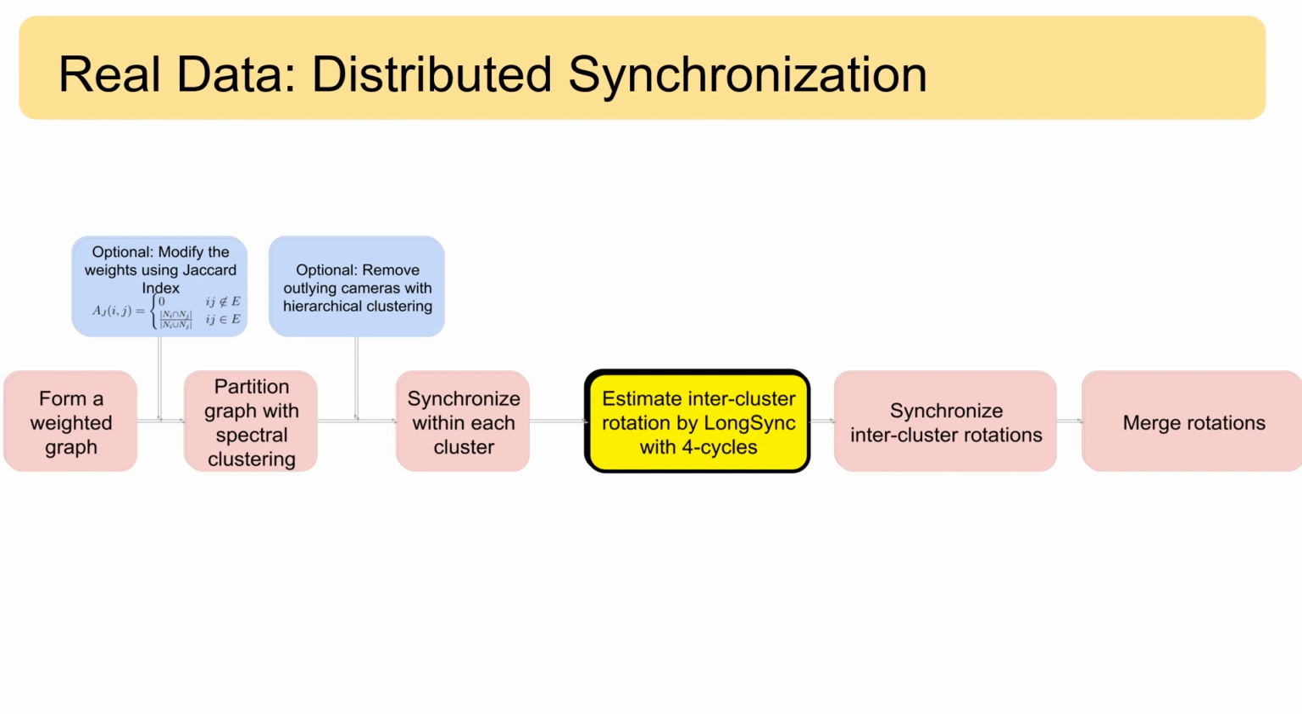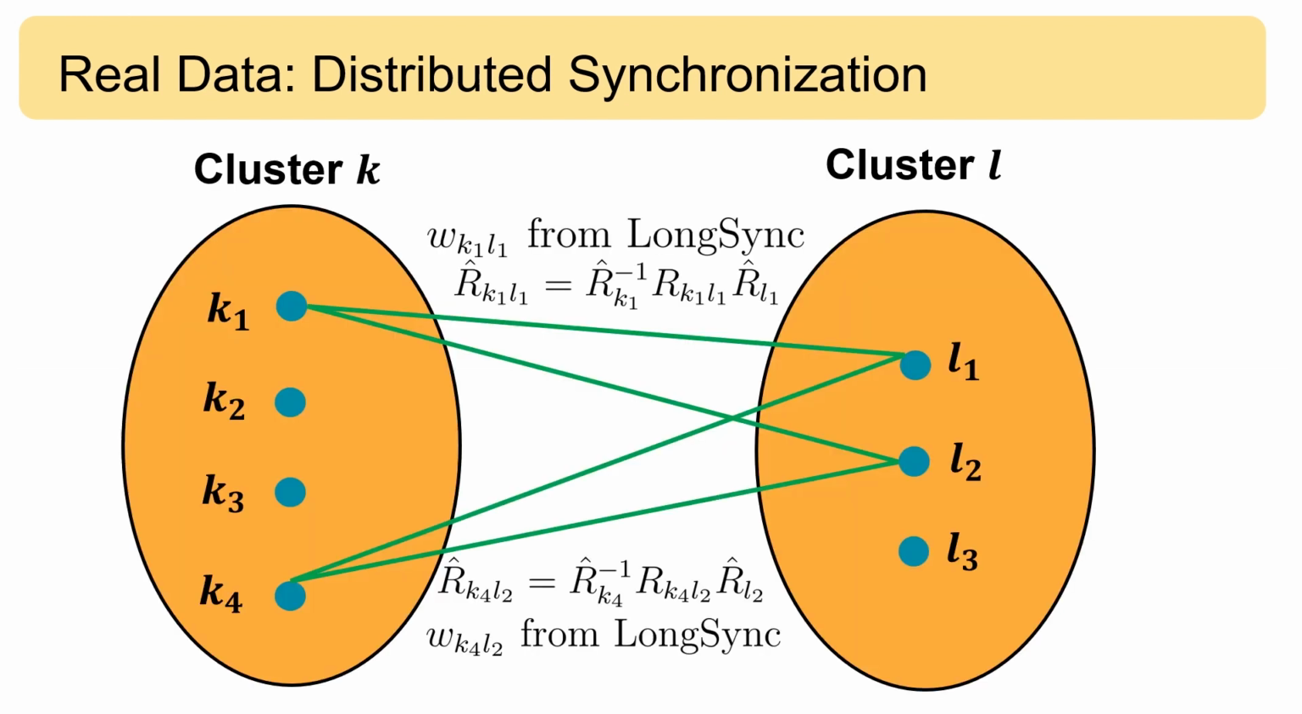We refine the distributed synchronization pipeline by incorporating long sync weights. Here's an illustration of how 4-cycle long sync is used to estimate an intercluster rotation between cluster K and cluster L. Note that the relative rotations between clusters form a bipartite graph. To synchronize these rotations, we first perform long sync with 4-cycles to estimate the weights of these intercluster edges, since there are no 3-cycles for a bipartite graph.